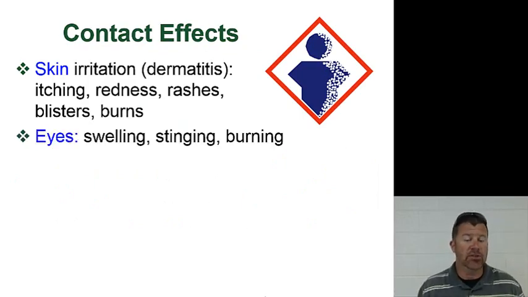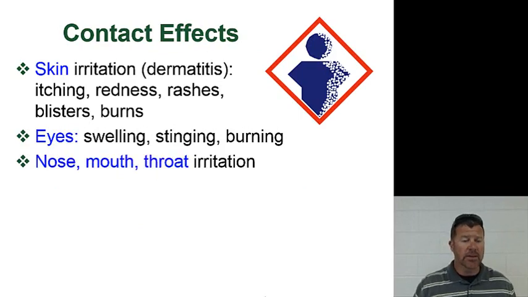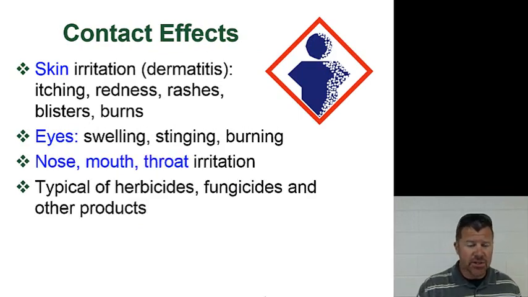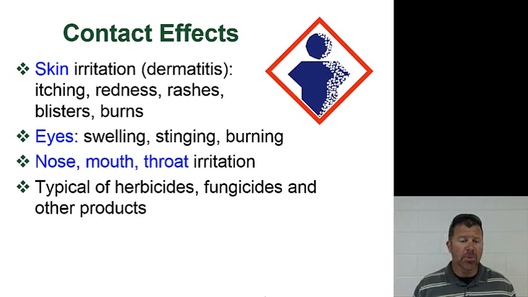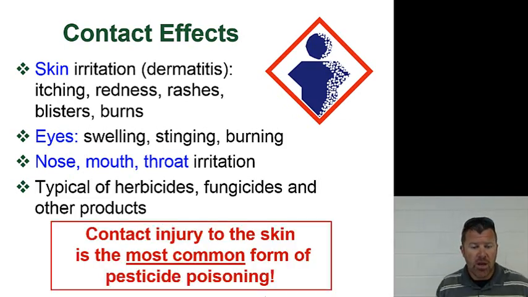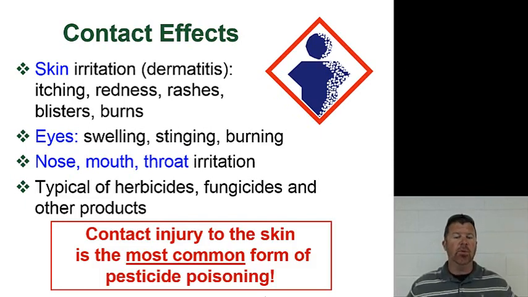You can see anything from swelling to stinging and burning, nose, mouth, throat irritation. And it's typical of herbicides and fungicides and other products. Typically in the horticulture industry, our number one pesticide that we're going to apply is a herbicide. Then next is probably going to be a fungicide. And in the horticulture business, getting it on our skin is probably going to be the number one way that we're going to be exposed to pesticides. Contact injury to the skin, most common form of pesticide poisoning.